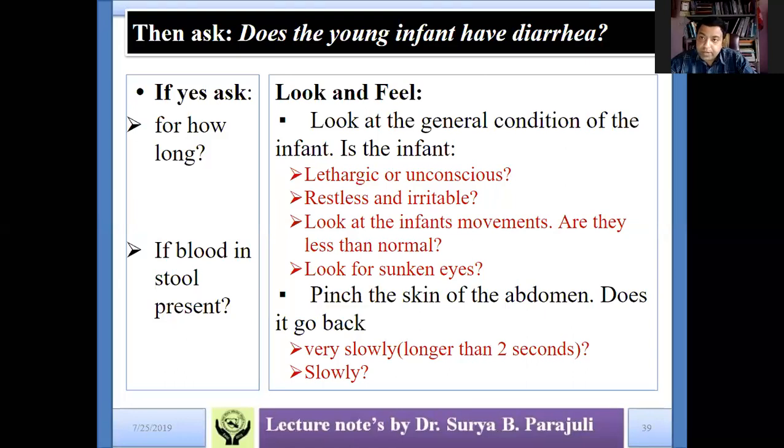Then look and feel. Look at the general condition of the infant. Is the infant lethargic or unconscious?